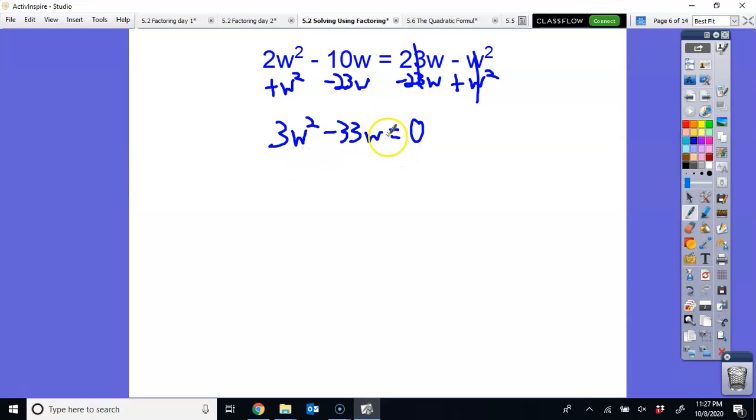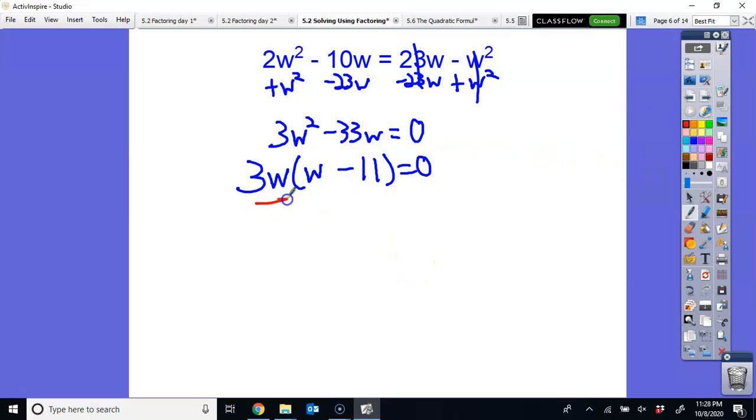Notice on this one I don't have that last term. Well, Mr. Harrison, then I can't do it. You didn't tell me that one. But look closely. I can divide 3 out of both of these, and I can actually divide a w out of both of them, because it would leave me with 1w. Again, think of reversing the distributive property. 3w times w is 3w squared, minus 11, because 3w times negative 11 is negative 33w.